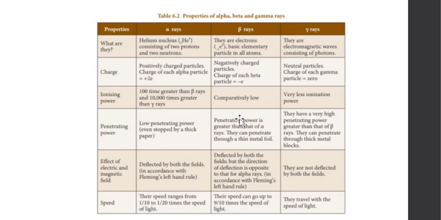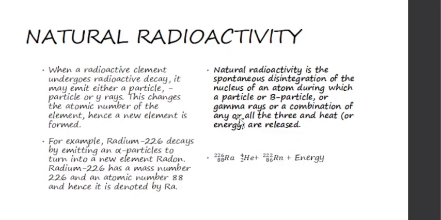Then finally, the speed. Alpha speed ranges from 1/10 to 1/20 times the speed of light. Beta speed can go up to 9/10 times the speed of light, and then gamma rays travel with the speed of light, which means the fastest is gamma ray while the slowest is alpha rays.